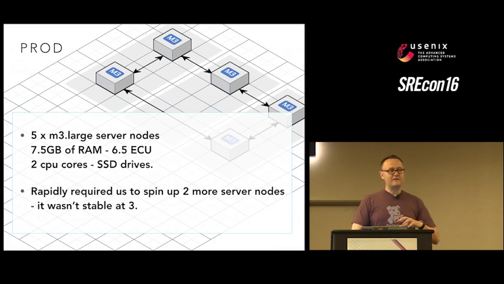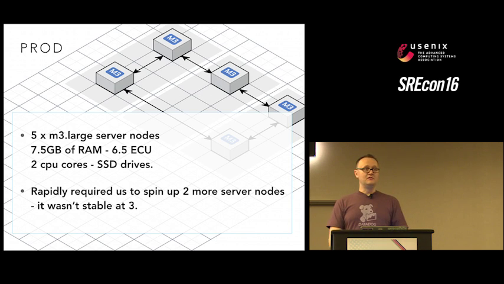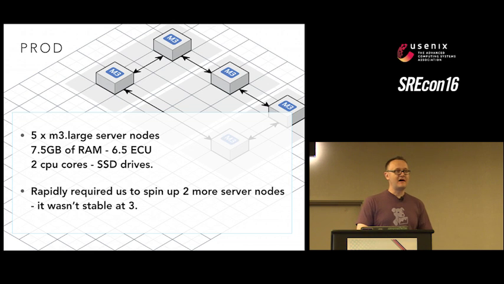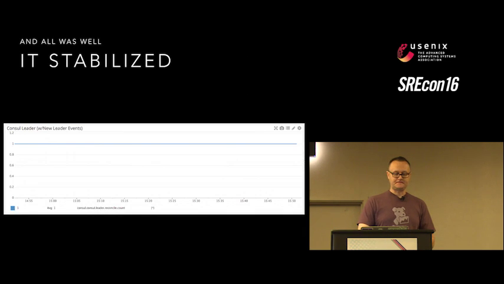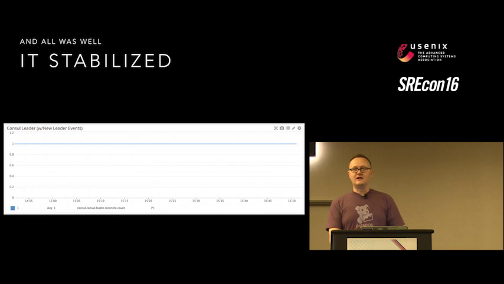So at the time, there were about 400 nodes in production. So we spun up 5 M3 large nodes and started adding agents. 3 didn't seem to be able to handle it. We had way too many leadership transitions, and we wanted to have enough cushion to survive more than a single failure. When everything finally got rolled out into prod, it was nice and stable.